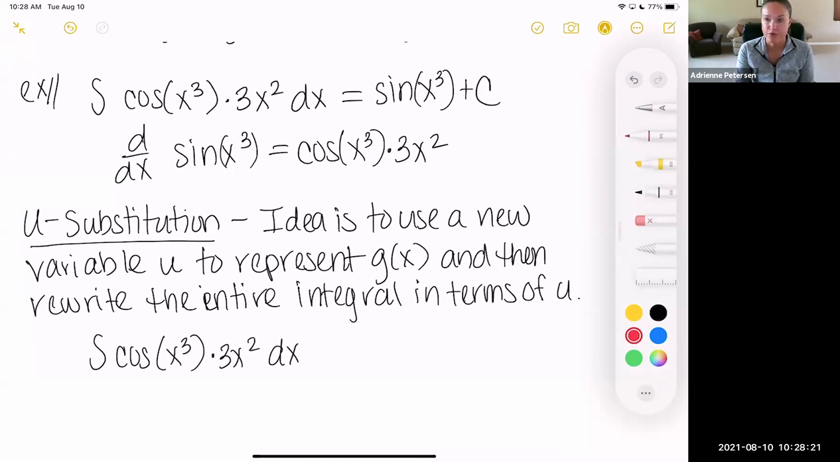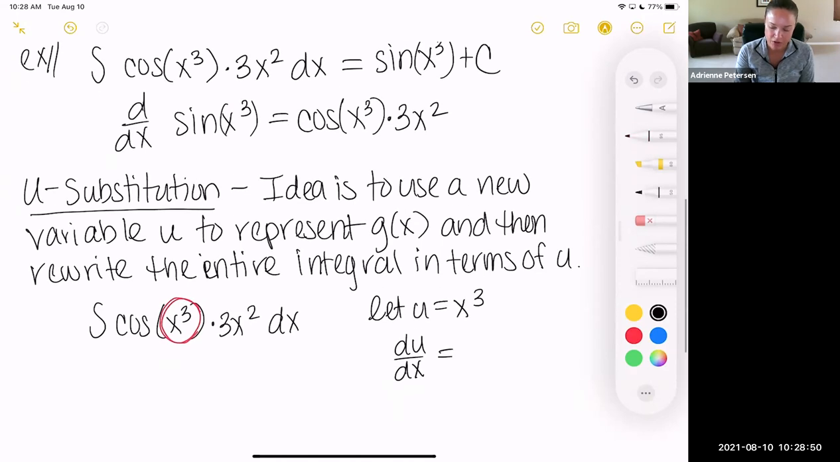The way we approach this with u substitution is we always let u be g of x. And remember, g of x is our inside function, what's inside that composition. So here we see this x cubed is inside cosine. That's how we decide what u is going to be. So we let u be x cubed. Then we find du dx. The derivative of u with respect to x is 3x squared.